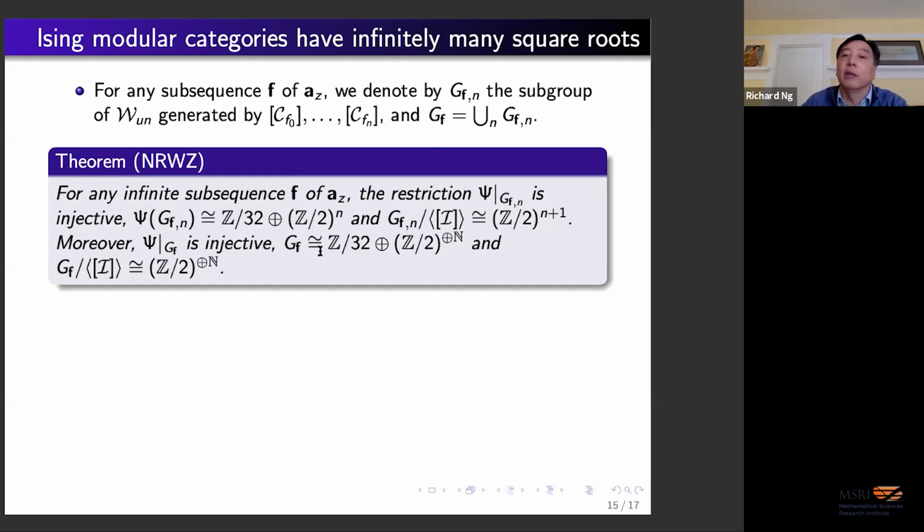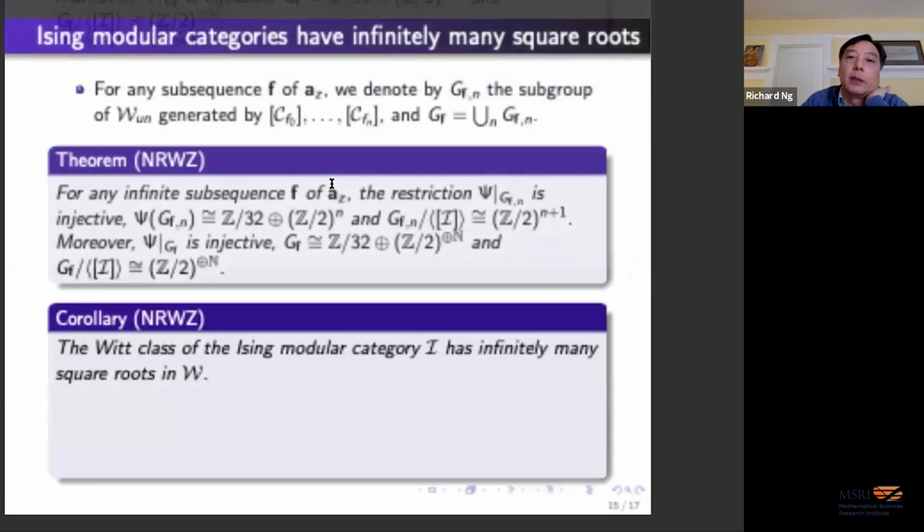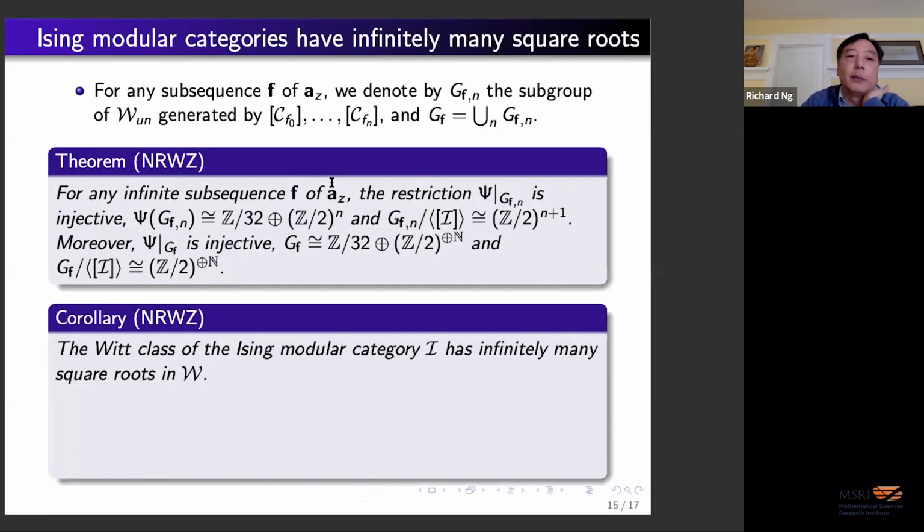And GF in this case is isomorphic to this infinite group. So it's Z32 plus the infinite rank elementary 2 group. And if you look at the image of this group, it's always Z2 to the n, where n is the set of all natural numbers. So it's the infinite rank elementary 2 group. So this is the beginning point of this, at least to address one of the problems that we start with.